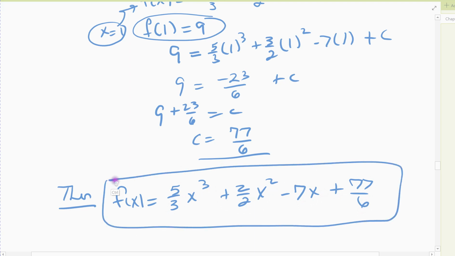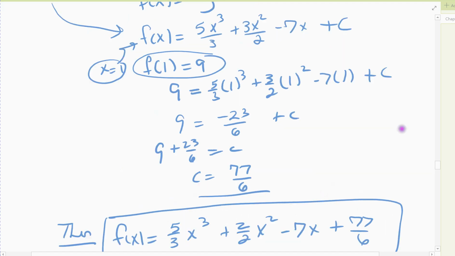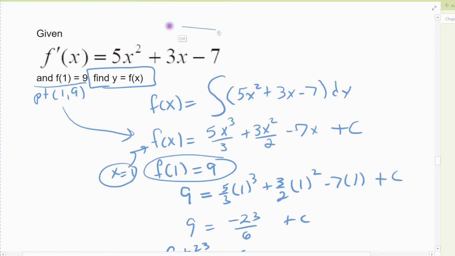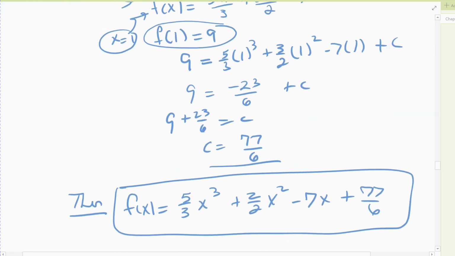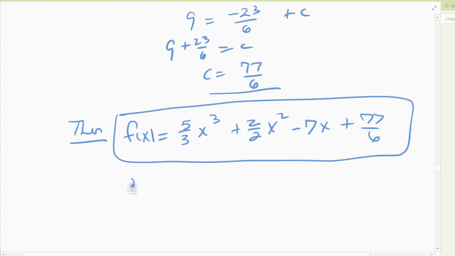This is the only function that has this derivative, and you can check to make sure it's a derivative, and it is. If you take the derivative, you get that out, and when I plug 1 in, I get 9 out. So that's the only function that has that derivative, so f prime of x is the derivative we want: 5x squared plus 3x minus 7, and when I plug 1 in, I get 9 out. Both of those things should check with my final answer, and they do. They both check.